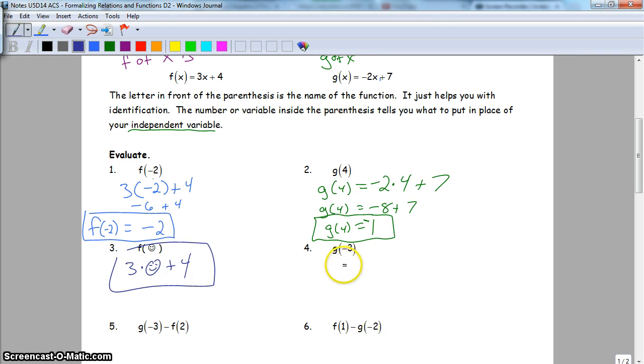All right. Let's go with g of negative 3. So it would be negative 2 times x, which is negative 3, plus 7. So negative 2 times negative 3 is positive 6 plus 7. You should get 13. G of negative 3, rather, is 13.